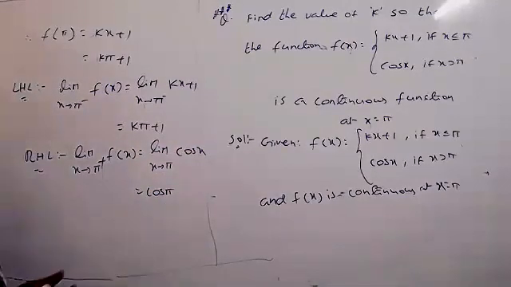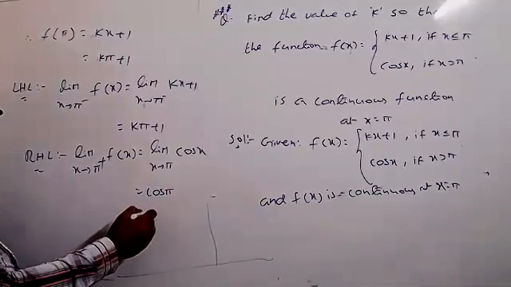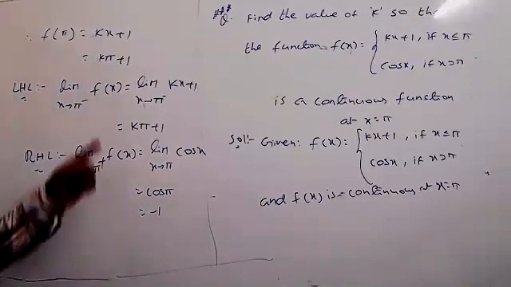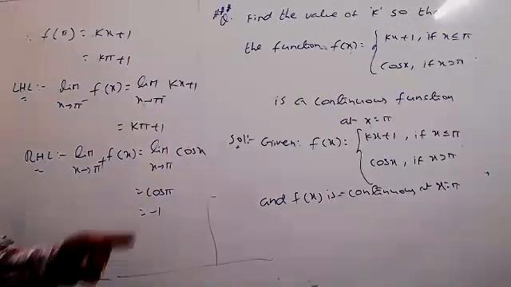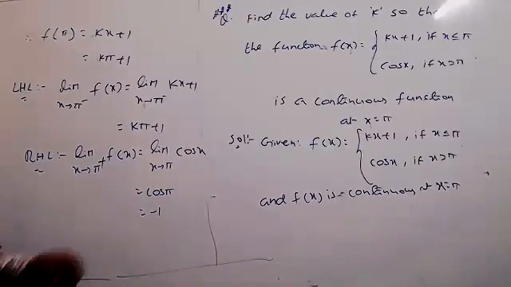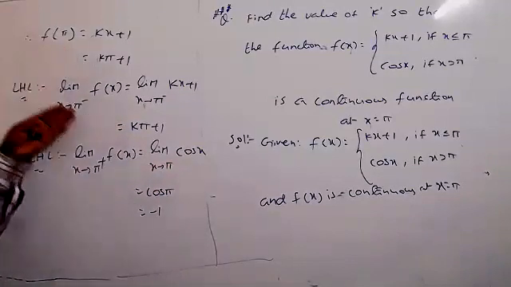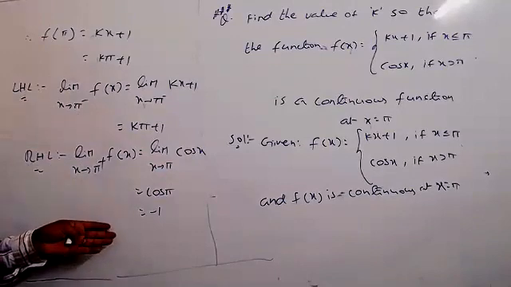But cos pi equals what value? Minus 1, because cos 180 equals minus 1. But the problem itself says very clearly that the given function f of x is continuous at x equal to pi. X equal to pi means what can I say now? All these three values must be equal. The same thing you can take.